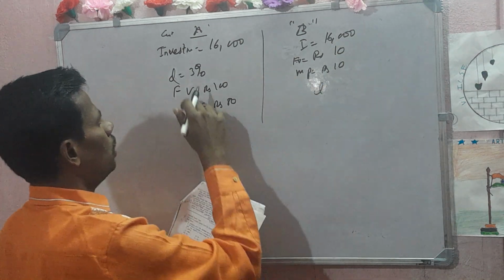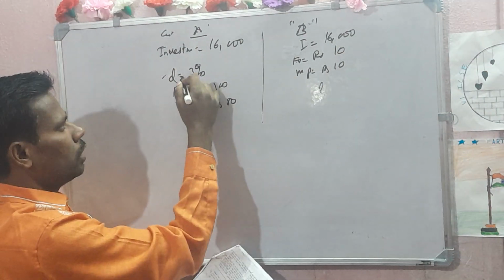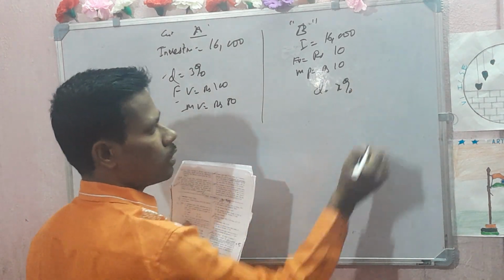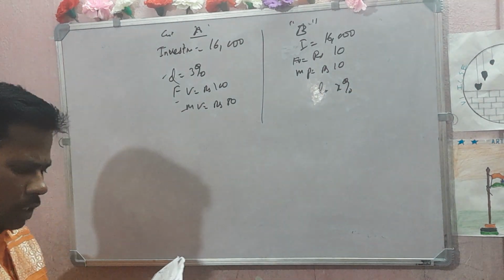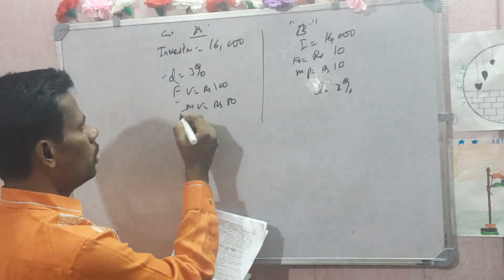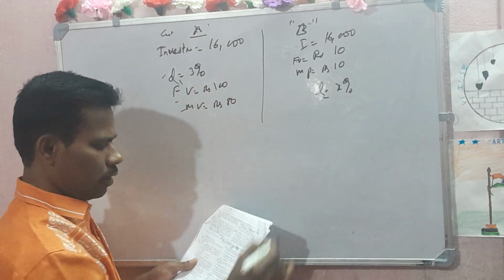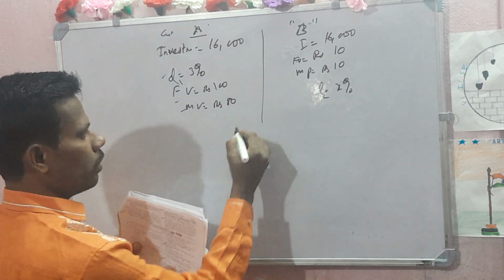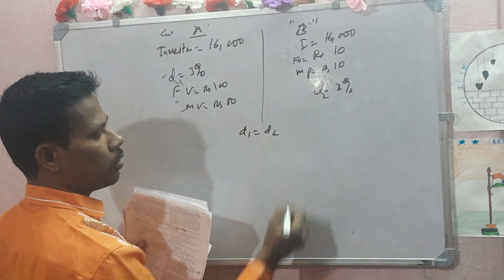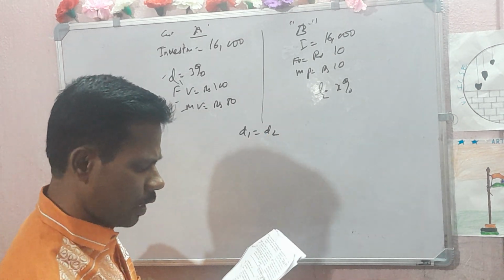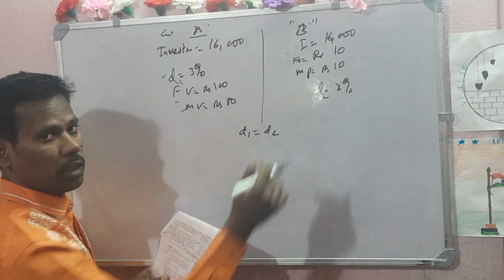So what is missing here? They did not give the dividend for this part. That is what they are asking: find the rate percentage. And they have given D1, D2. If they both receive equal dividend, D1 is equal to D2, so both dividends are the same. Find the rate percentage, that is what they are asking.